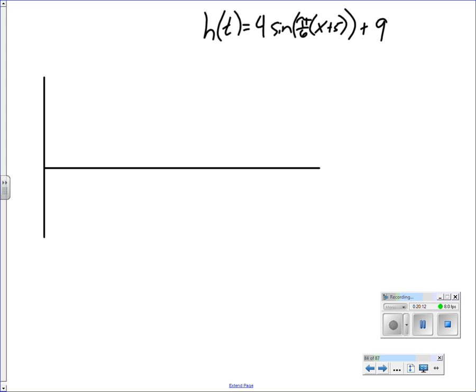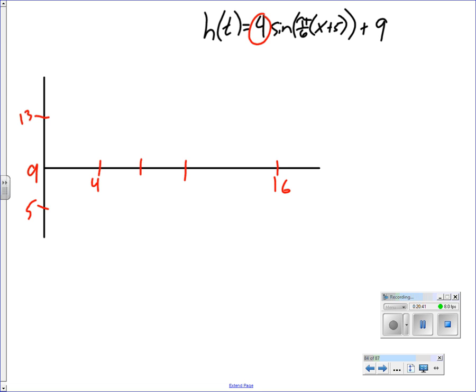So again, we want to graph this. You know the 9 is our midline right here. We're going up and down 4 from there, so up to a maximum of 13, down to a minimum of 5. So we want to mark off, we know we're starting at that minimum at 4, and the period is 12. So that means we're going out to 16. Make sure we get one full period.